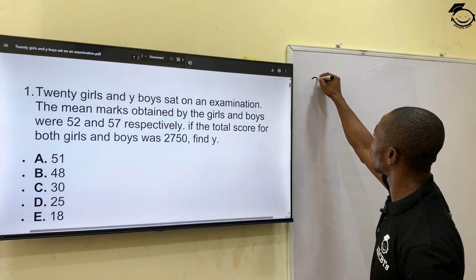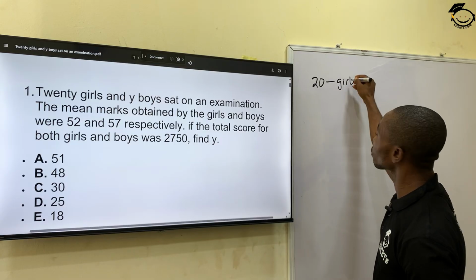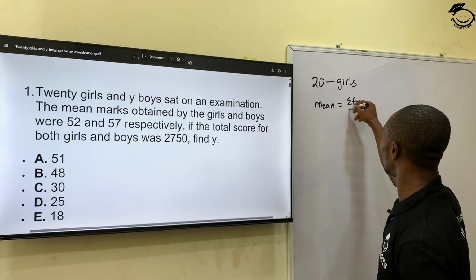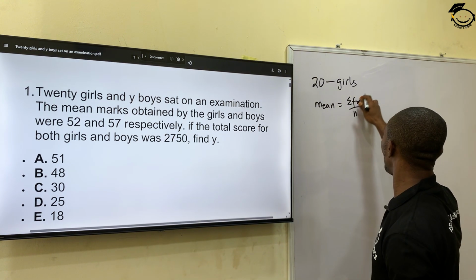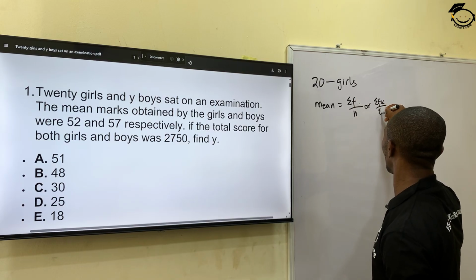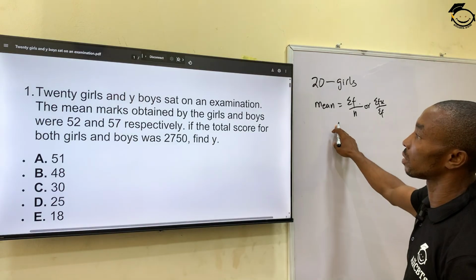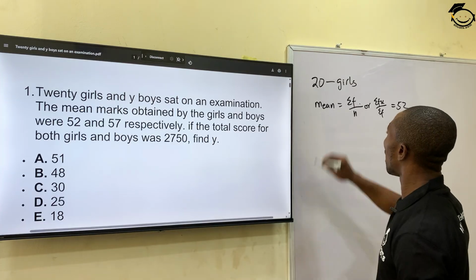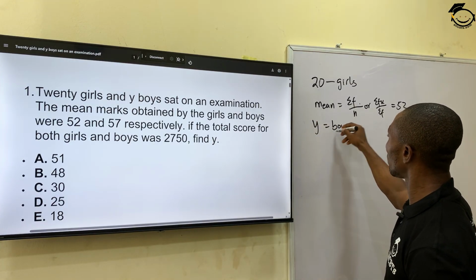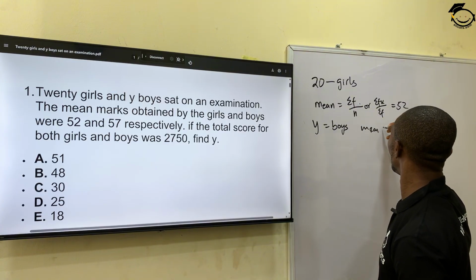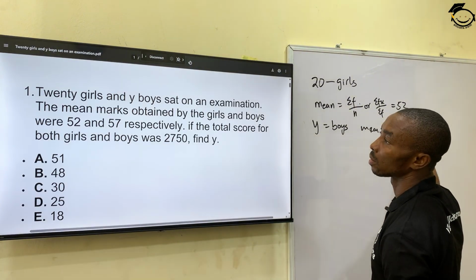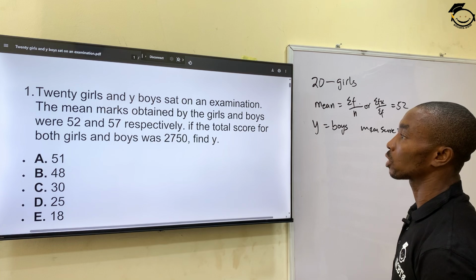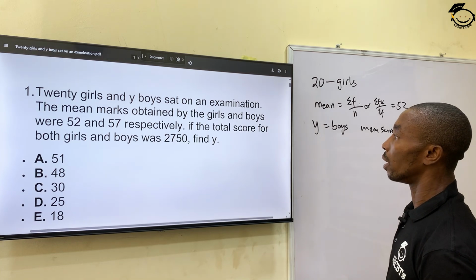Now for the girls, we have 20 girls. Now their mean mark, when we talk about mean, is ΣfX over N, or Σf over N. For the girls, we know that their mean score is 52. And for the boys, which we do not know, y boys, we know that their mean score is 57.